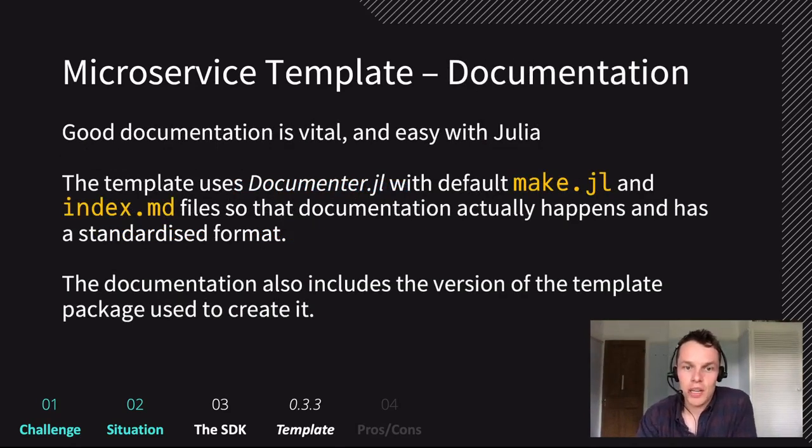Having documentation as part of a template ensures that your microservices are documented, and documented in a consistent way. I'd recommend using Documenter.jl, as many open source packages do, and providing a standard make.jl and index.md file in the template so that the documentation is consistent across all services generated with the template. It's also good to include the version of a template package that was used to create the microservice, just for reference. You can also configure your CI/CD scripts to deploy this documentation automatically, which is very useful.